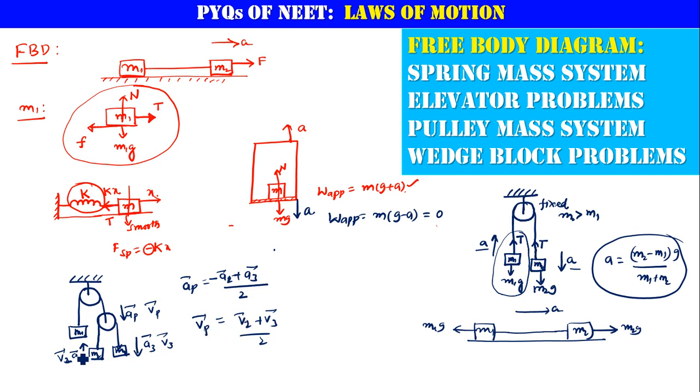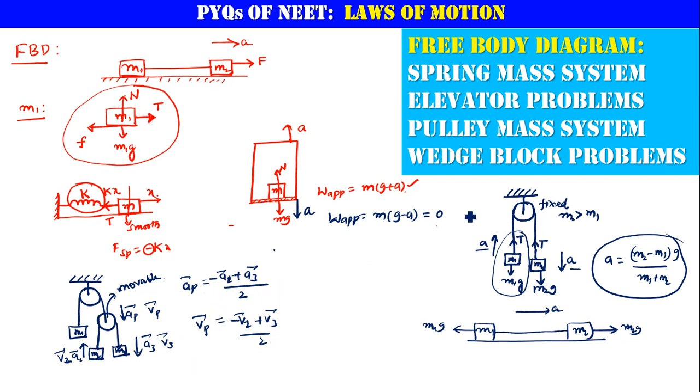So V2 is acting in the opposite direction to the pulley's velocity. So that's why V2 will be getting plus. V3 and VP are in the same direction, so plus. Okay, so this is how you normally apply it for a movable pulley. Once you know these accelerations and velocities, it will be easy for you to solve the problem.